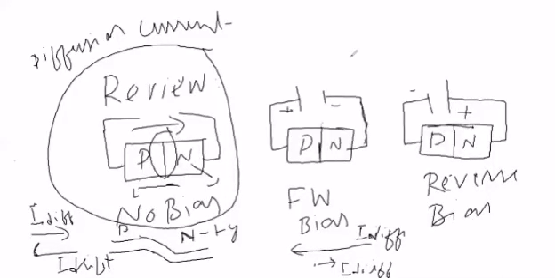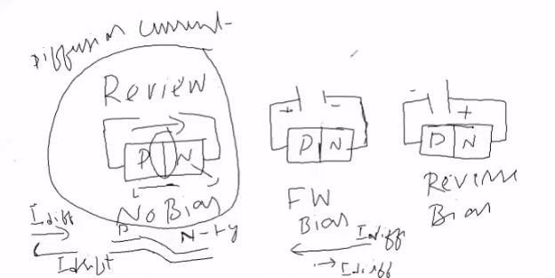So in forward bias, the diode acts like a normal wire. It allows current to flow, but only in one direction. It is a unidirectional device. When the positive terminal of the battery is connected with the P type and the negative terminal is connected with the N type, it is known as forward biasing.